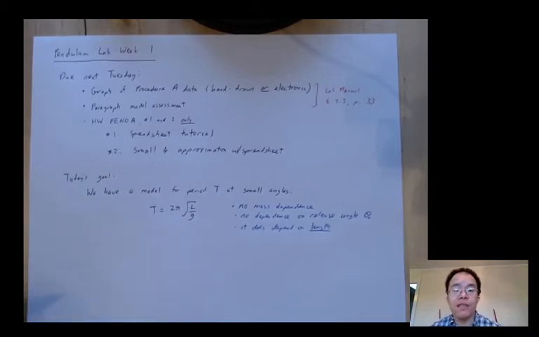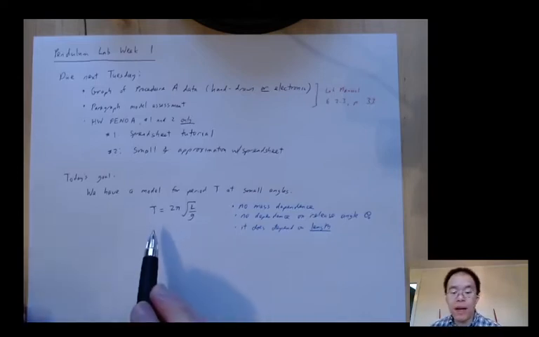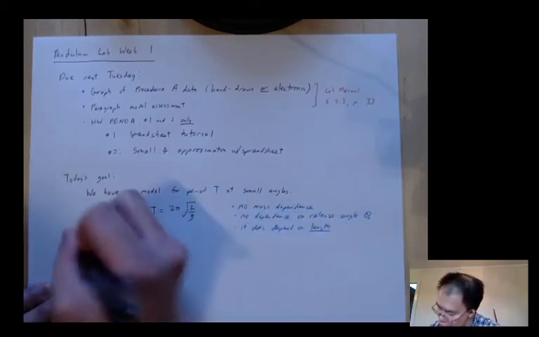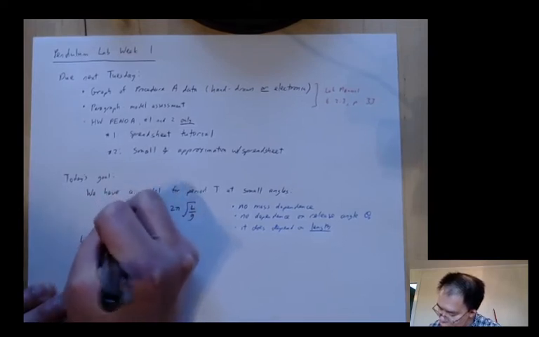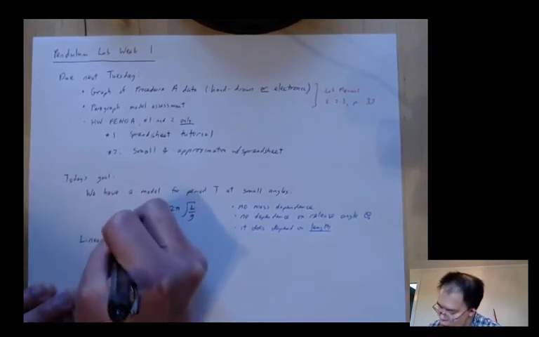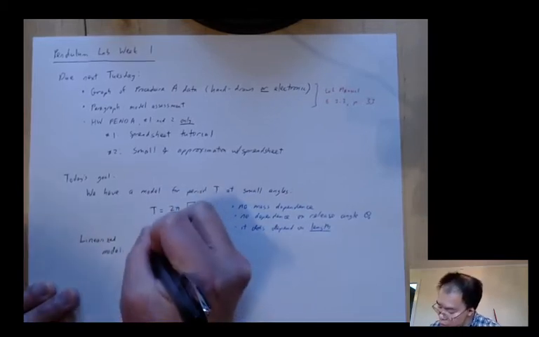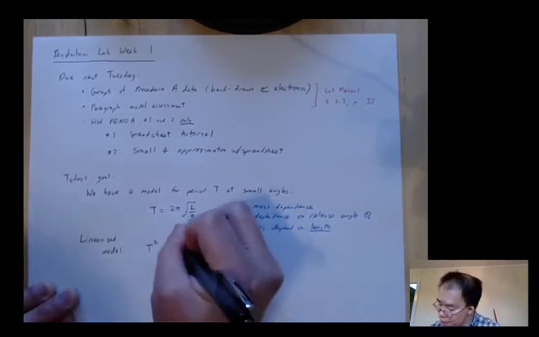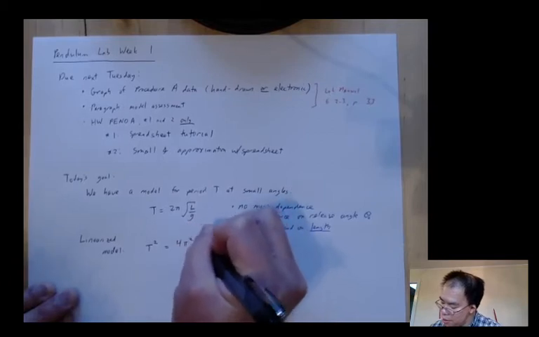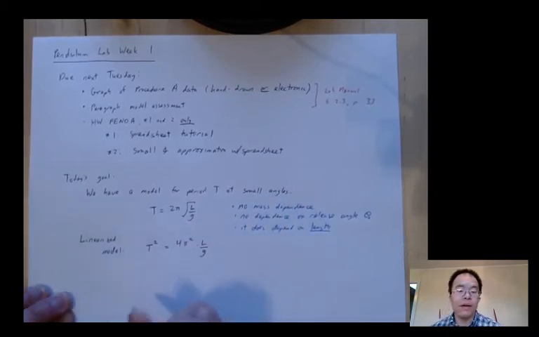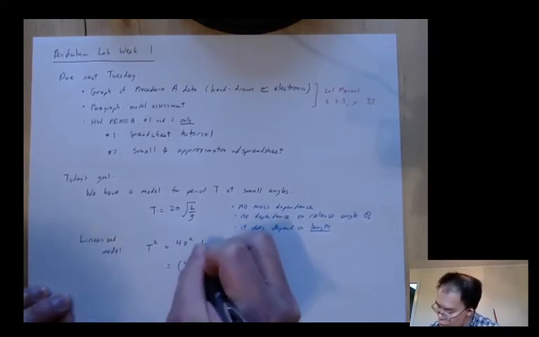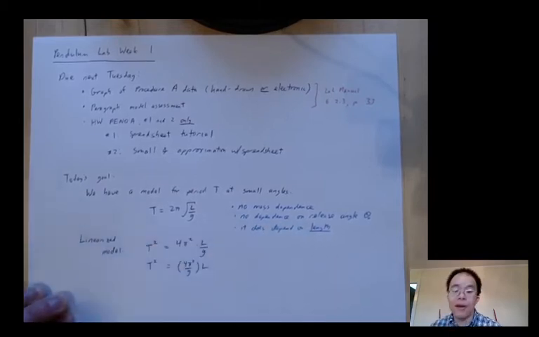How we're going to do that is, once again, we're going to linearize this model. I can do that if I square both sides of this equation. My linearized model goes like T squared. If I square 2 pi, I get 4 times pi squared times L over g. Or if I just rearrange my constants, I get 4 pi squared over g times L equals T squared.